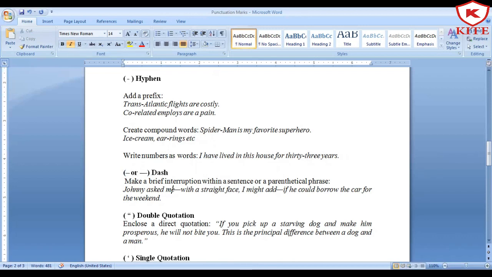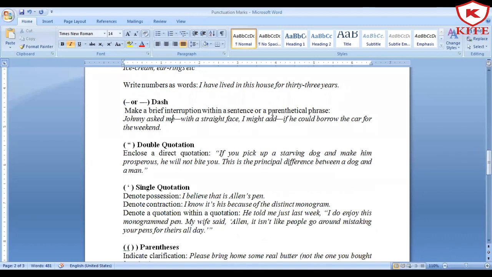C dash. Make a brief interruption within a sentence or a parenthetical phrase. Johnny asked me with a straight face, I might add. Now, before moving to this example, you might be thinking, what does it mean by parenthetical phrase? It is important to know its meaning because the same word would be used again in the following punctuations.